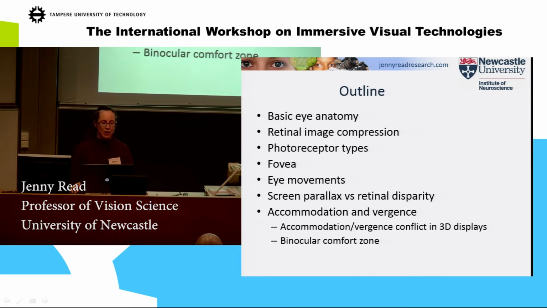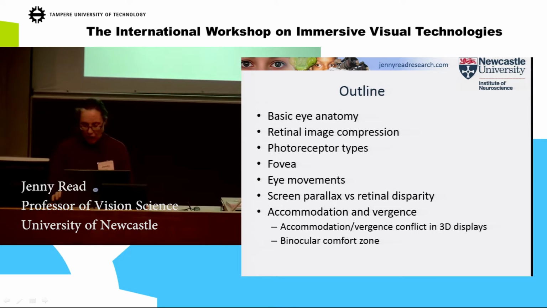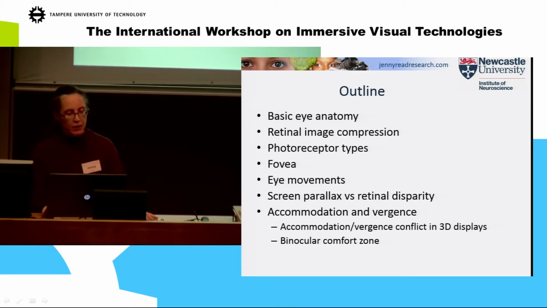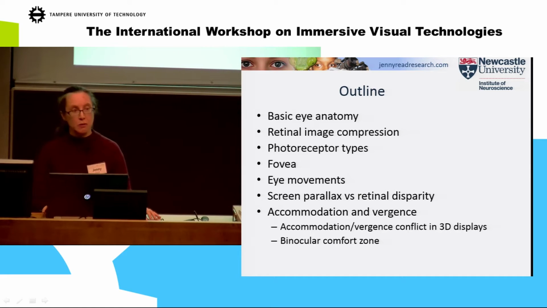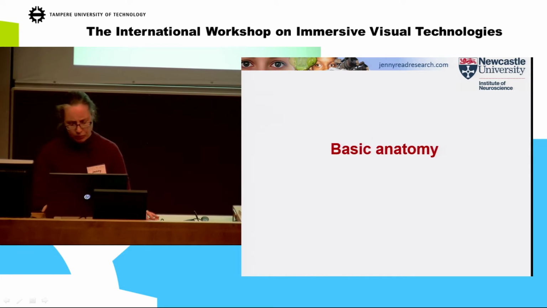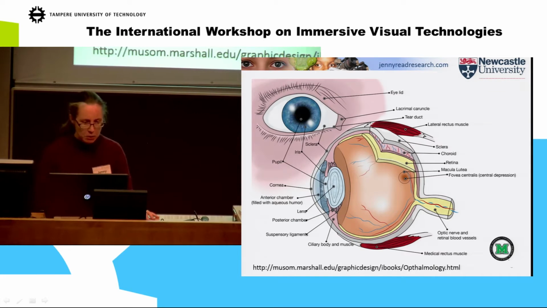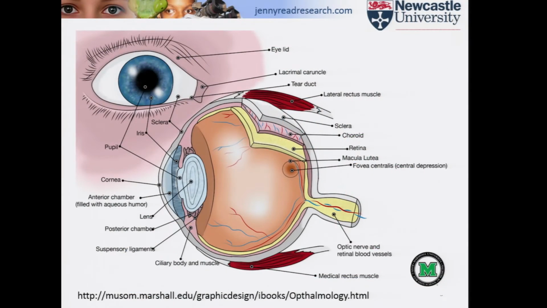So here's a brief outline of what I want to cover in the next sort of 20 minutes to half an hour. Just go through some of the basic anatomy and cover some of the points that seemed most relevant for this application. So here's a diagram of the basic anatomy of the eye. So we have the cornea, the horn-like substance across the front, then the lens in the middle. I'm just highlighting the most important structures that I'm going to talk about.